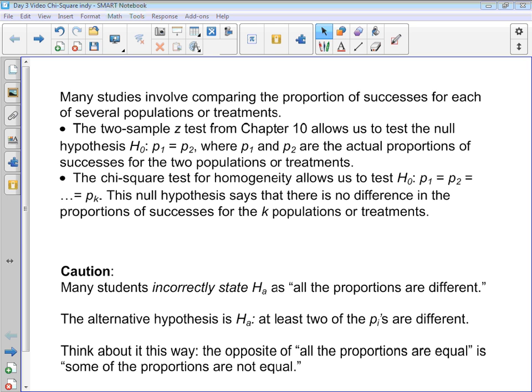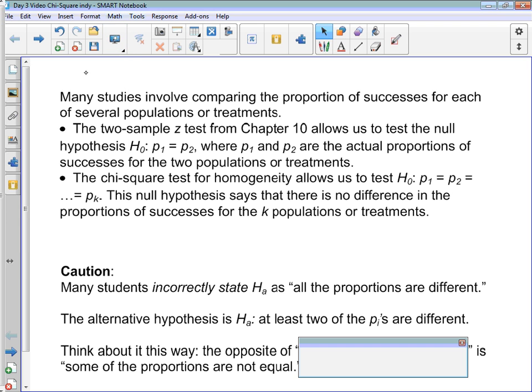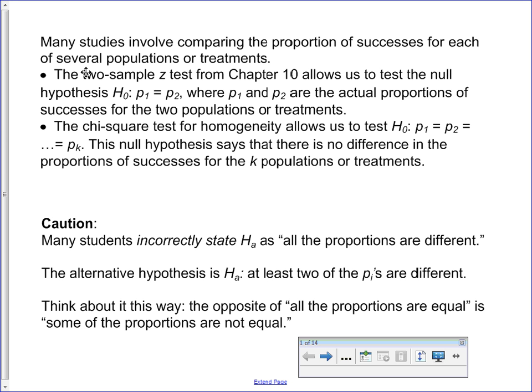But before we get into that, I want to talk about a common misconception in the chi-square test for homogeneity. Many studies involve comparing the proportion of success for several treatments. You've got the two-sample z-test, and we've got the chi-square test for homogeneity. If we only have two proportions, it's going to be a two-sample z-test. But if it's multiple categories, we're going to go chi-square.